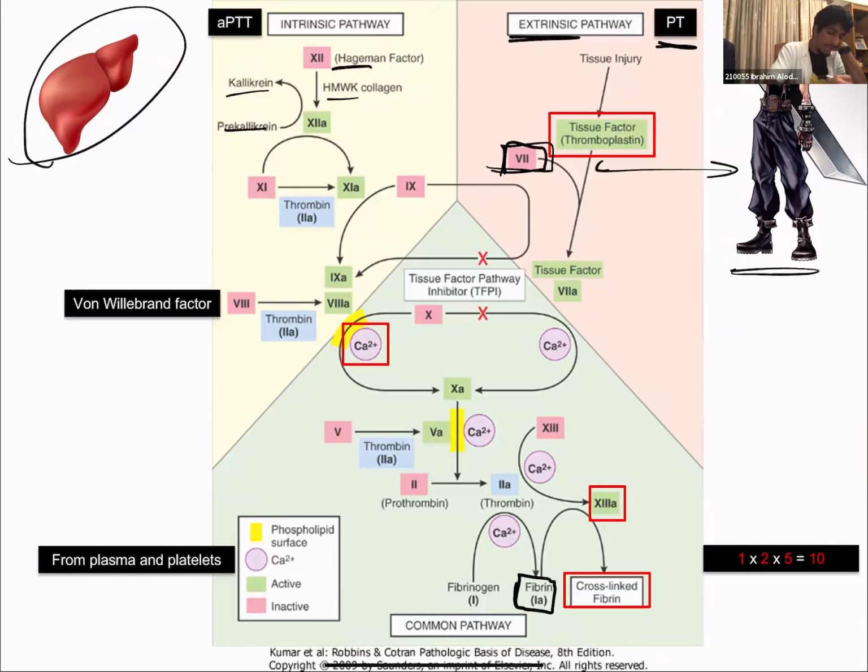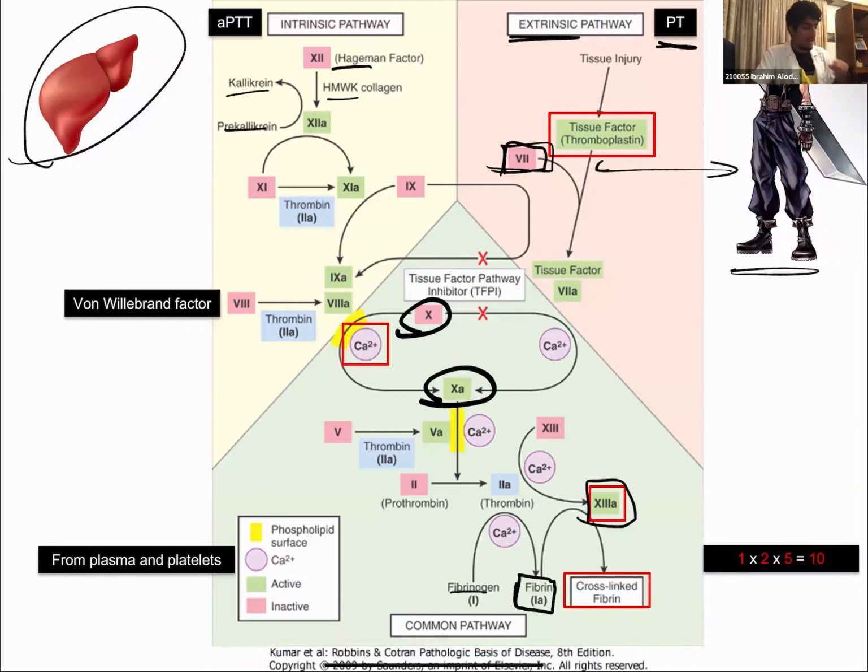So the extrinsic and intrinsic pathways come together, and they activate factor 10 to factor 10A, and that cascade keeps going until we convert fibrinogen to fibrin, and then we have the clot. As for factor 13, over here, its job is to take the fibrin plug that was made and cross-link it to make it stronger, so that the bleeding actually stops before the fibrin plug is dissolved.